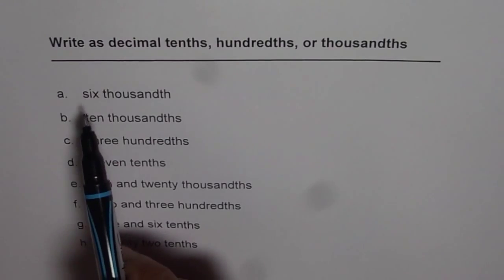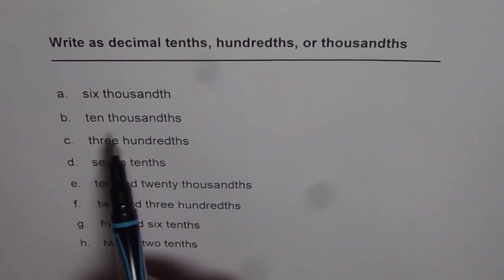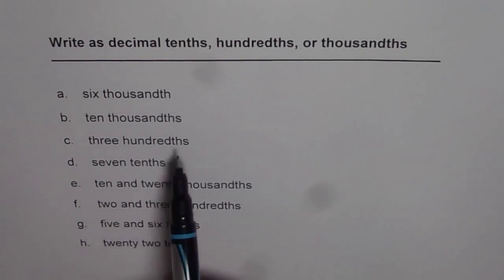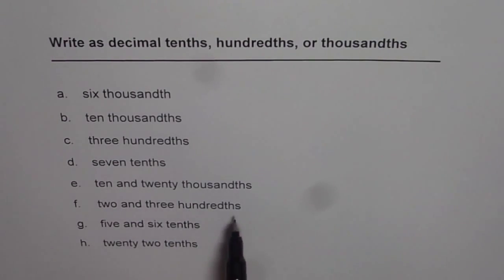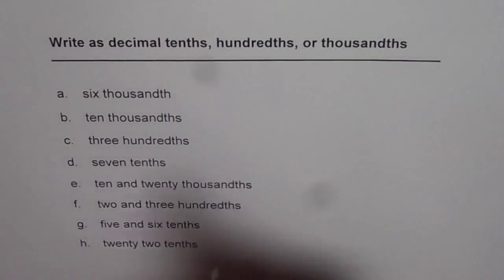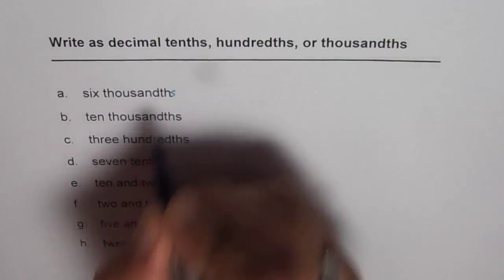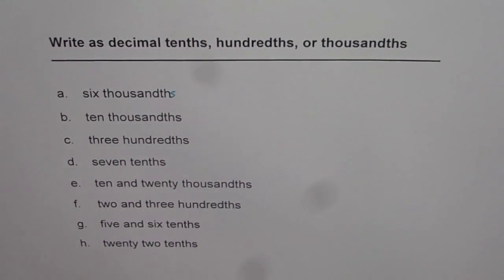I'm Anil Kumar, and here's a practice test for you to write numbers as decimal tens, hundreds, or thousands. So we need to write 6 thousandths, 10 thousandths, 300 thousandths, 7 tenths, 10 and 20 thousandths, 2 and 300 thousandths, 5 and 6 tenths, 22 tenths as numbers in decimals with tens, hundreds, and thousands, right? Let me make a correction, 6 thousandths. Now you can pause the video, answer your question, and then look into my suggestion.